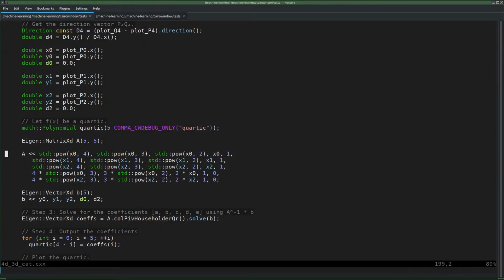I'd rather do it like this. Yeah, I think this is just the way you write a matrix yourself.